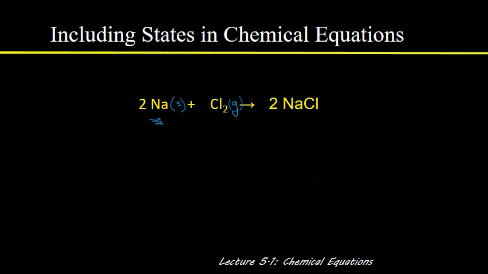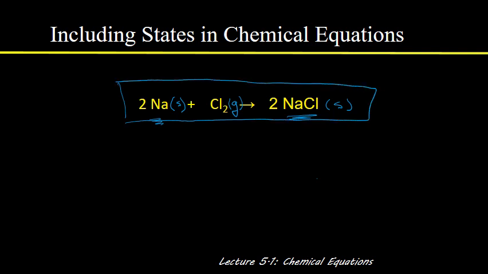So we want to include that chlorine is a gas, and sodium chloride is an ionic compound, and all ionic compounds are solids. So that's how we would write this equation. Now that we've got it balanced and we've included states, this equation is finally correct.